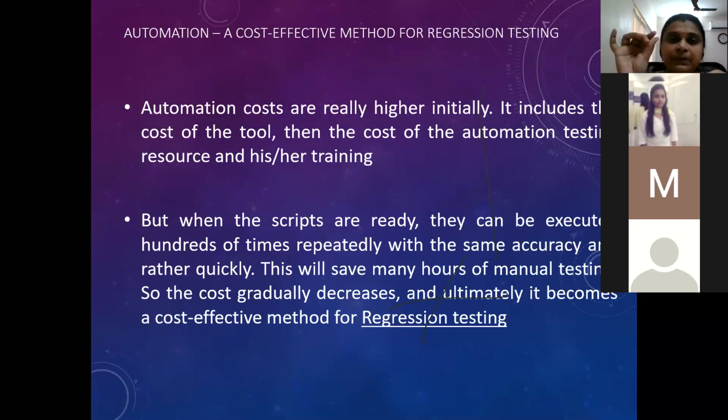Now, there is a cost involved in doing this automation itself. This automation cost is actually very, very high initially. So you have to think twice. What are all the costs involved in getting this automation done? Can you think about it? What are all the things?